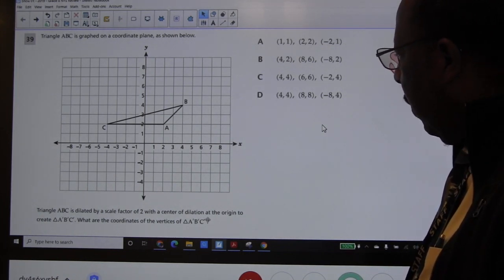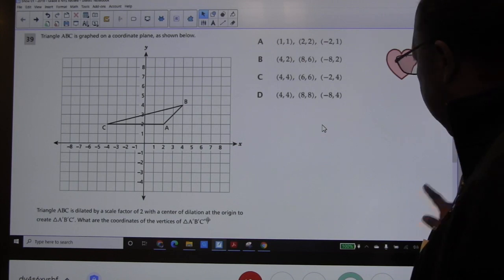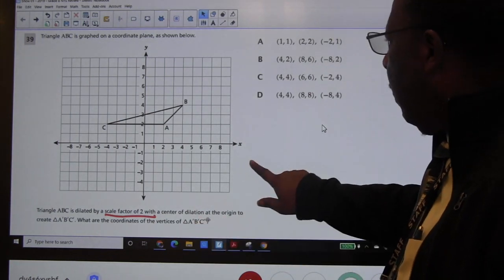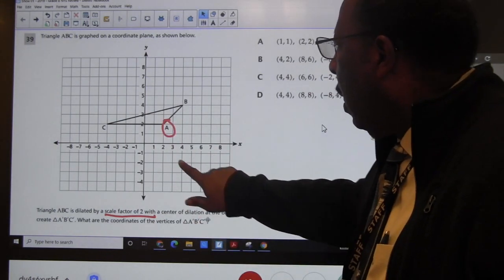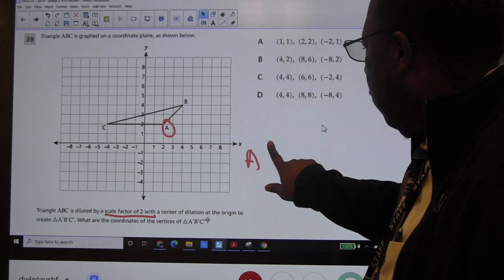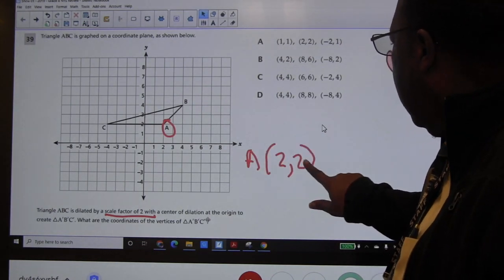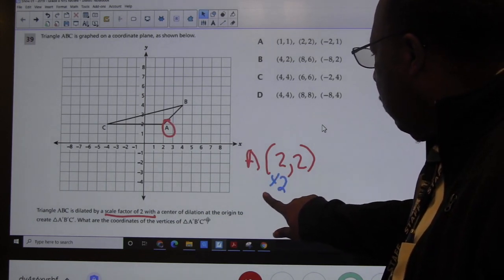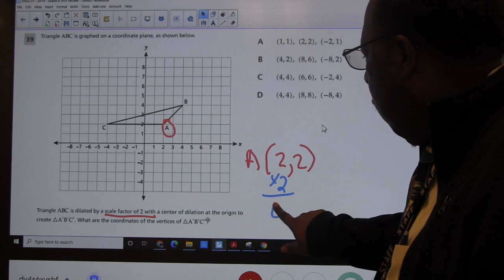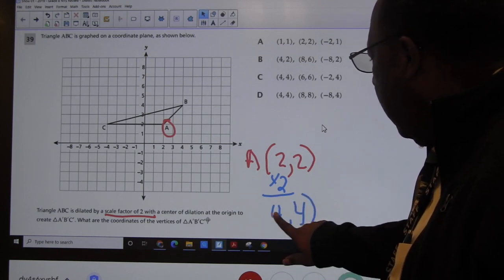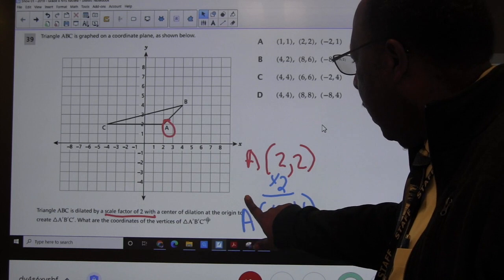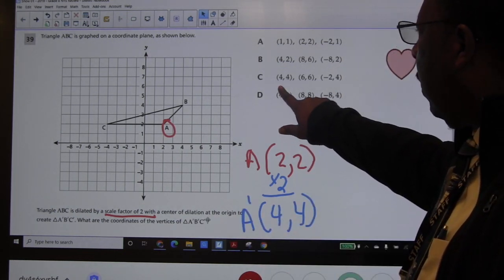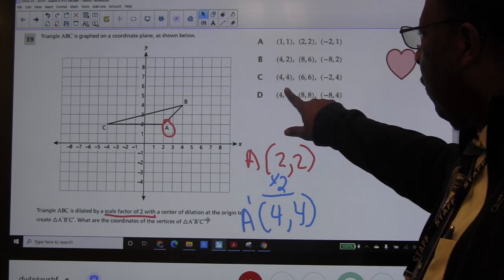So we have a dilation here, and there's a scale factor going on of 2. What do we mean by scale factor of 2? That means each point, like point A, which is 2, 2, is going to be multiplied by the scale factor, 2 times 2, which will give us 4, 4. That'll be the new point A prime.